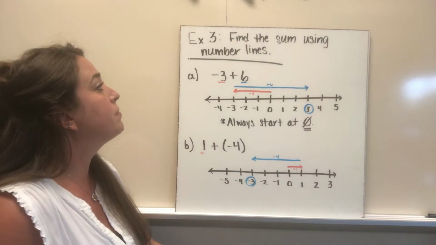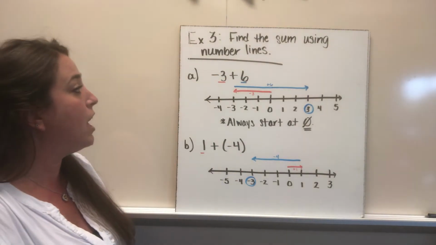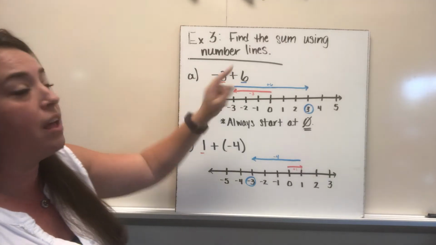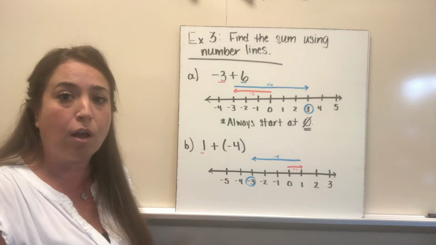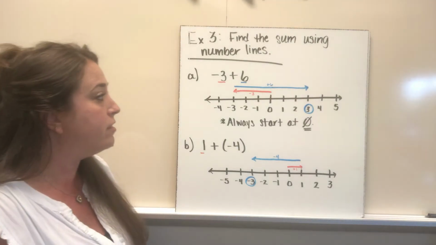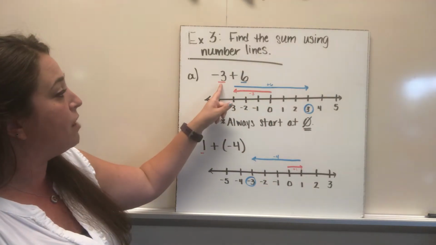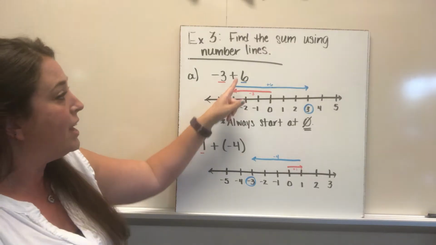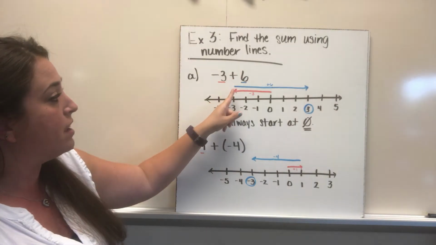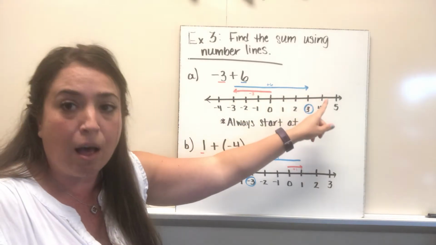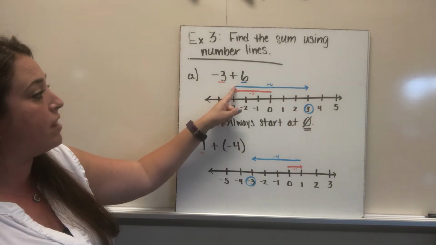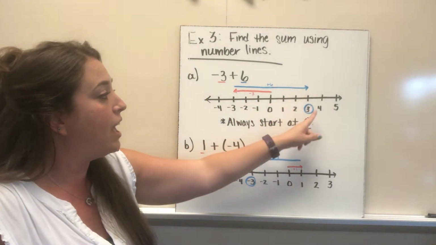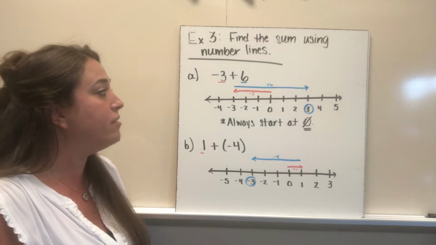So example 3, find the sum using number lines. If we take a look at 3a, we have -3 plus a +6. So after I draw my number line, again, I always want to start at 0 when I'm graphing. And a -3 means I'm going to move 3 to the left. That was my first direction. Now I'm going to add a +6. This is going in the opposite direction, so we stay where we are at -3, but now I'm moving 6 to the right. And then my final answer there is +3.